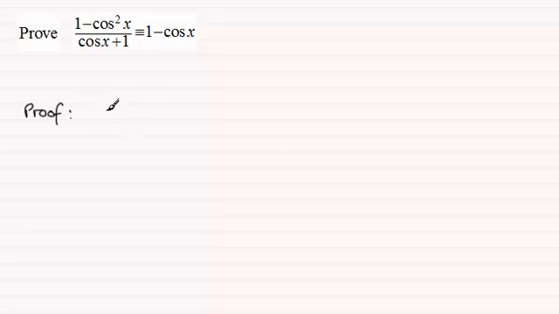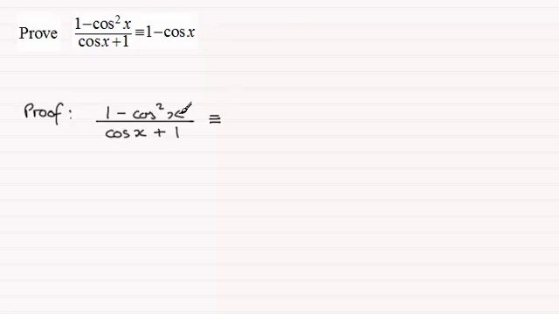So I'd copy it in. We've got proof that it's 1 minus cosine squared x all divided by cosine x plus 1. And what's this going to be identical to? Well, I get a few ideas when I look at the right hand side here, which says 1 minus cosine x.